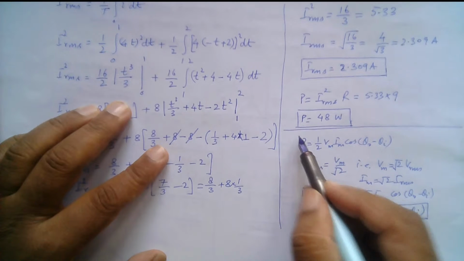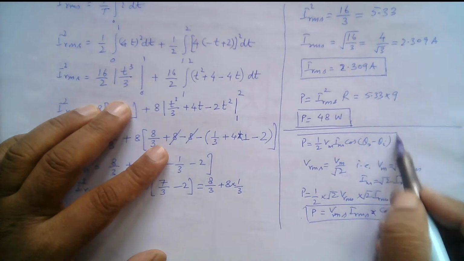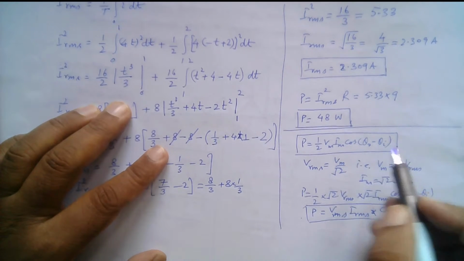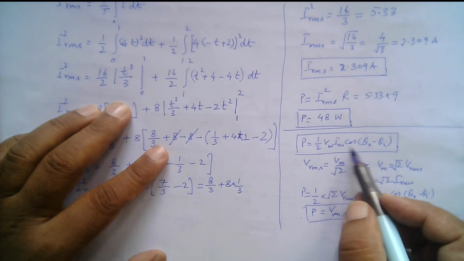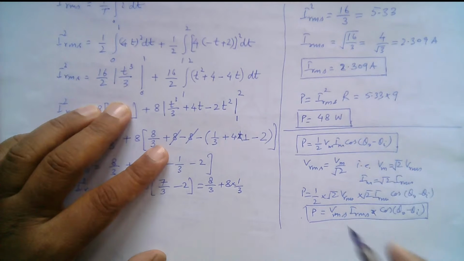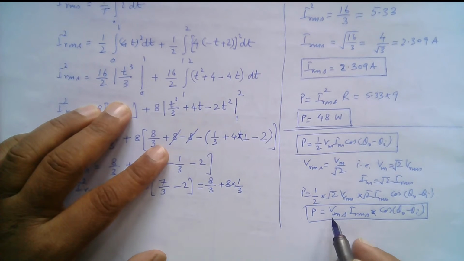And also using the peak values, the average power is given by this. If you're using a sinusoidal source, then the average value is given by 1 over 2 Vm Im cos of theta V minus theta I. And this can also be expressed in terms of the RMS and effective values as this.